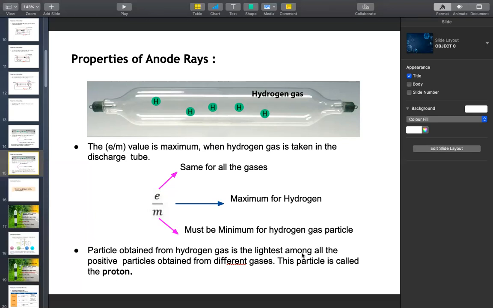Which gas will have the highest e by m ratio? Hydrogen. Hydrogen only, sir, because the charge is the same. Charge is the same, and mass is minimum for hydrogen. No other atom is lighter than hydrogen. So e by m is maximum for hydrogen.